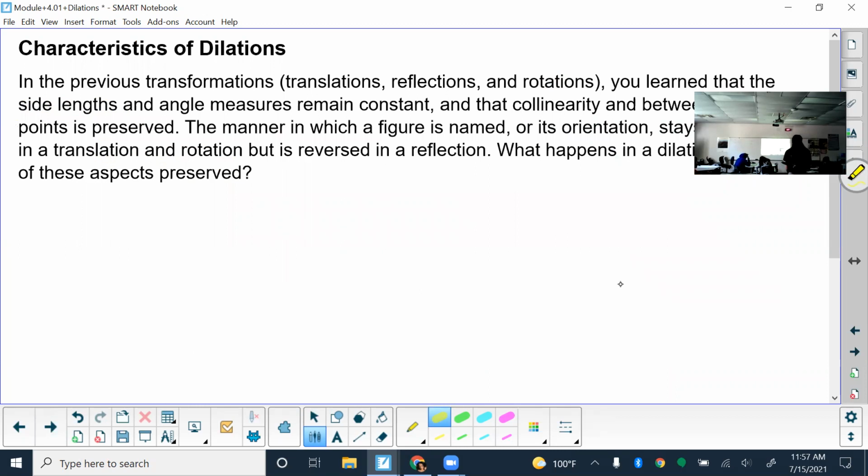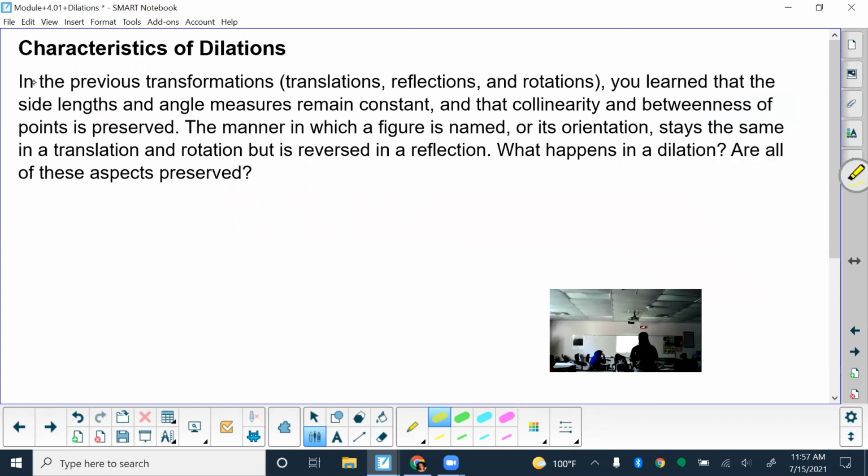Characteristics of dilation. In the previous transformations that we've learned, like translations, reflections, and rotations, we learned that the side lengths and angle measures remain constant, and that collinearity and betweenness of points is preserved. All right, so that's with the translations, reflections, and rotations, where side lengths and angle measures are the same, collinearity is preserved.